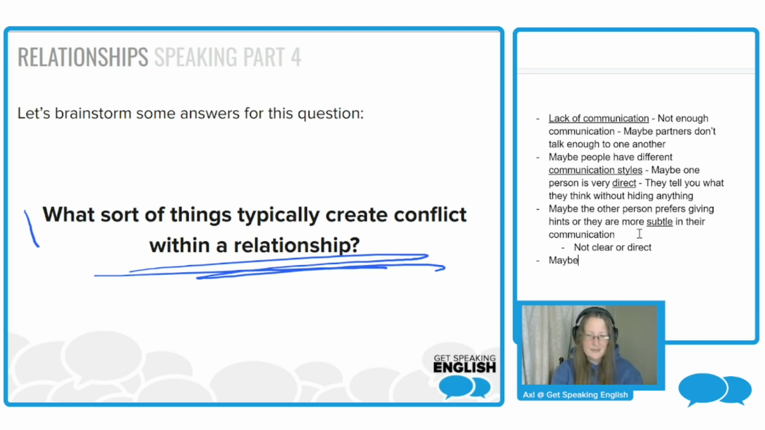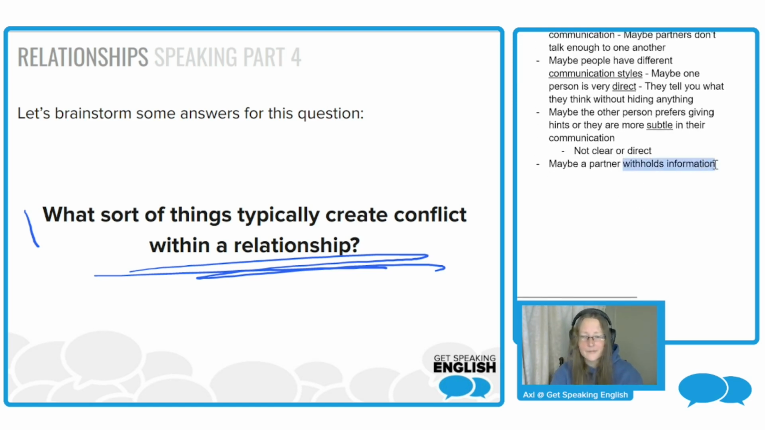Maybe also, a partner withholds information. And what does it mean to withhold something? So if you withhold something, it means that you deliberately keep something from someone else. So in this case, maybe we know something, but we refuse to tell that thing to the other person. So we are withholding information. So that would definitely hinder communication, right? Potentially create a lot of problems.